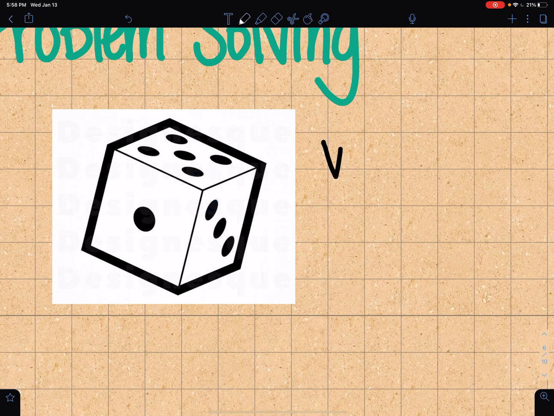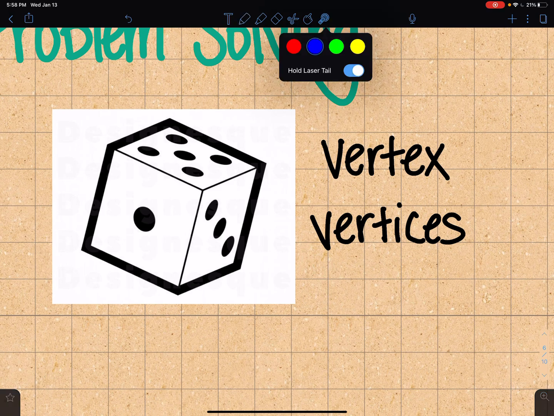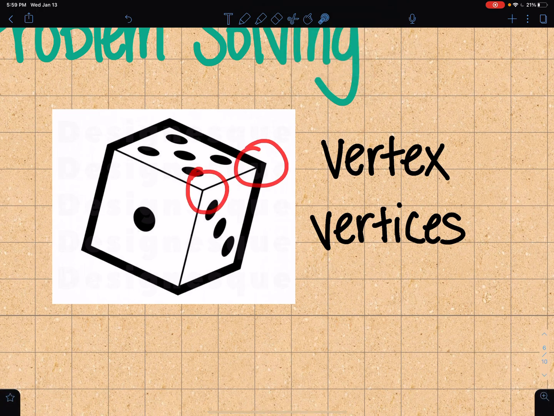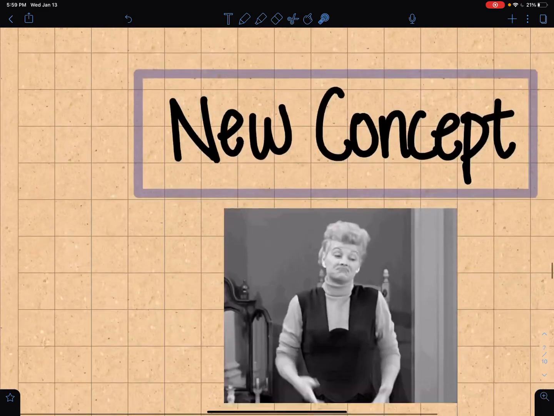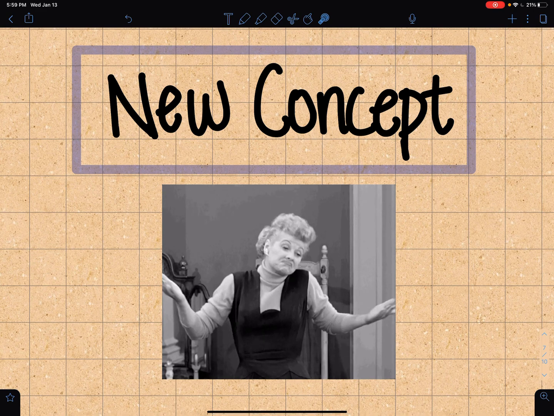And you've already learned that word, I think. Vertex. The plural of that is vertices. And you spell that V-E-R-T-I-C-E-S, vertices. Okay, so they want to know a dot cube has how many vertices? So if you had to count them, how many vertices does it have? Okay, I'll let you work on that for a minute, and I'm going to go on to the new concept, okay? New concept.